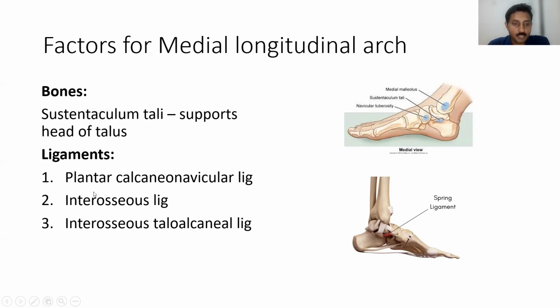Okay. There are some interosseous ligaments also. Interosseous means nothing but between the bones, there are some ligaments. That is called interosseous ligament and interosseous talocalcaneal ligament. Between the talus and calcaneus, you can see here one ligament is there. That is called interosseous talocalcaneal ligament. All these ligaments keep the medial arch in its position.